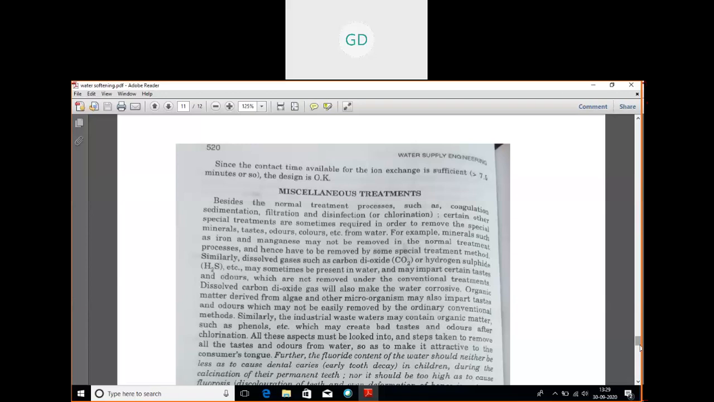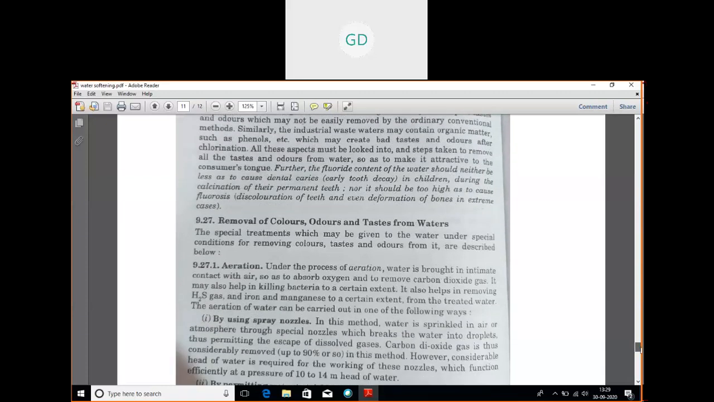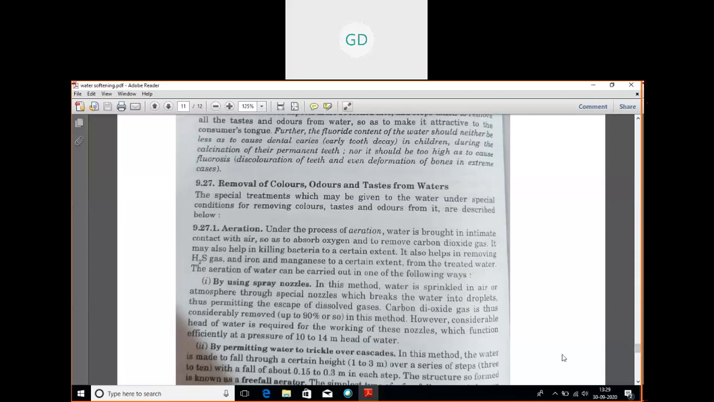So for those reasons we need to give it some special treatment. After giving those normal treatment processes also, we need to give some special treatment processes. Number one is how to remove the color, odor, and taste from the water. Number one is aeration. So what is the aeration process?